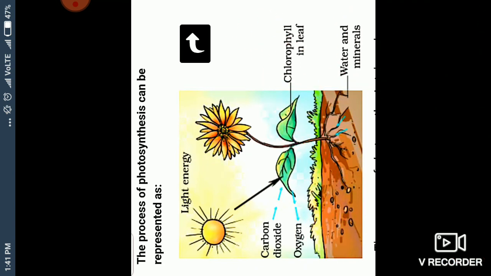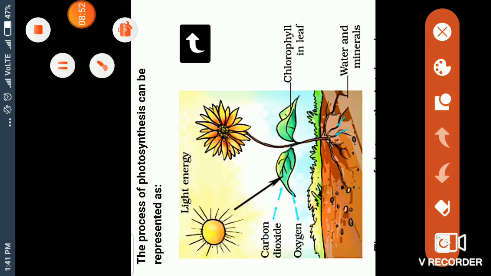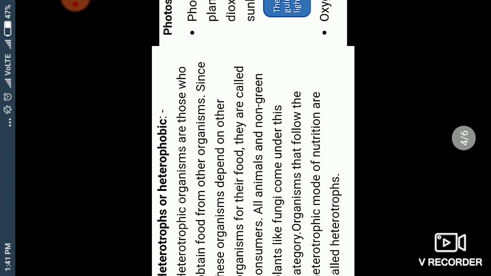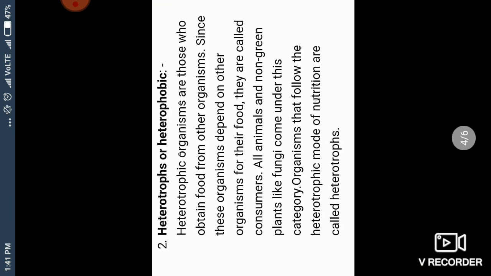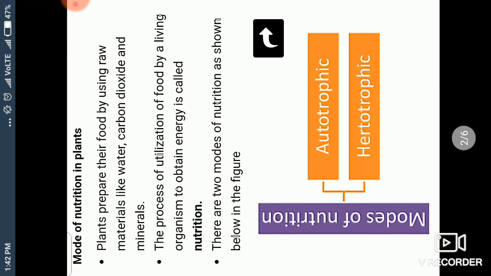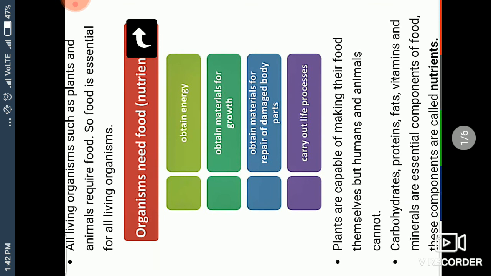So your homework: first question, write the definition of photosynthesis. Second, make this diagram in your copy. Understand? Third question, what are heterotrophs? Fourth question, who are consumers? Who are autotrophs? And why do organisms need food in their life? These are the questions you have to write in your copy.